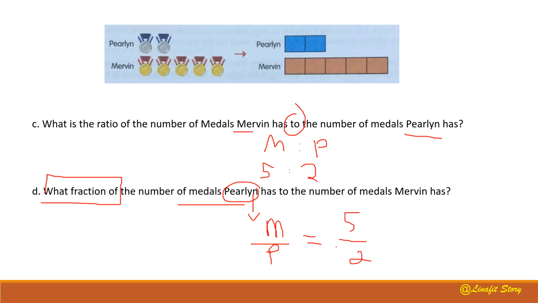The answer over here is an improper fraction, and you just leave it as an improper fraction to reflect the two quantities being compared. So this means you don't need to convert it into a mixed number 2.5, no need. So the answer is just the number of medals Marvin has is 5 out of 2 of the number of medals Berlin has.